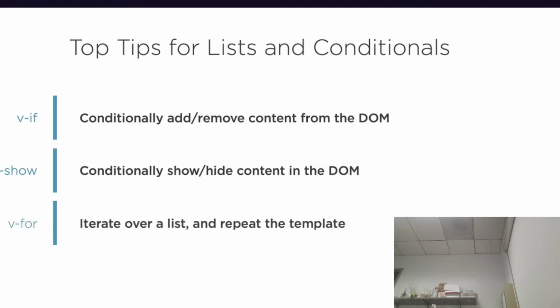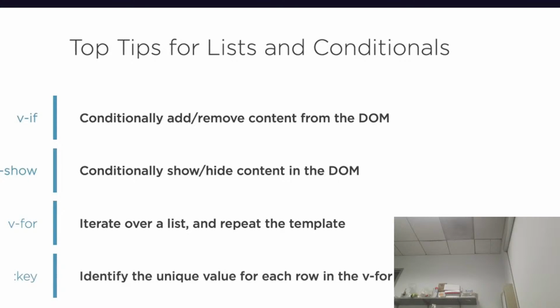The v-for is used a lot inside of applications. We're going to iterate over lists and repeat the template over and over again for ULs and LIs, or just over a set of divs, or even inside of a table. And then when we use the v-for, we want to use the colon key to identify that unique value. Here's putting it all together.